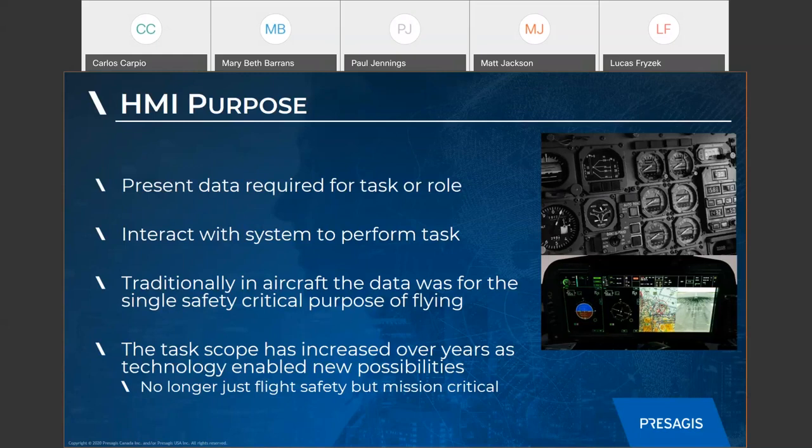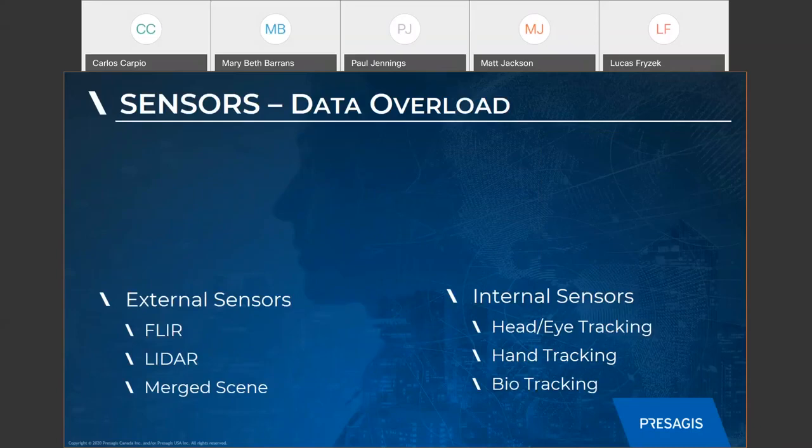We've added over the past 30, 40 years more and more roles for the user in a cockpit for an aircraft, but also in vehicles, for the tasks that they can achieve or might want to work with. So this task scope has increased because of technology enabling it. So what happens from that is effectively sensors have come along and we can do more. We've got more computing power, we've got more sensors, we can do more and show more.